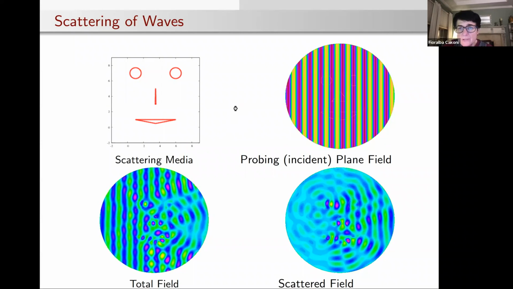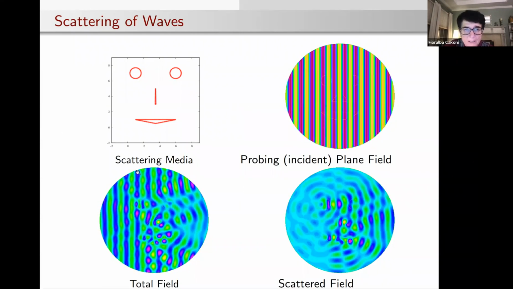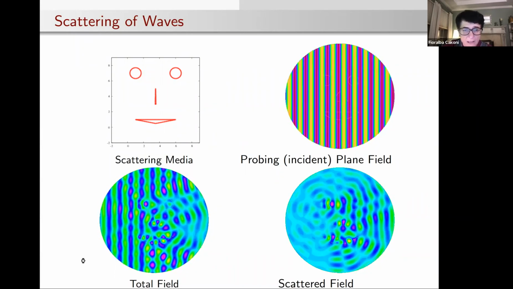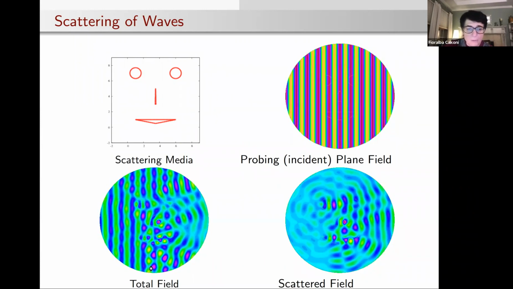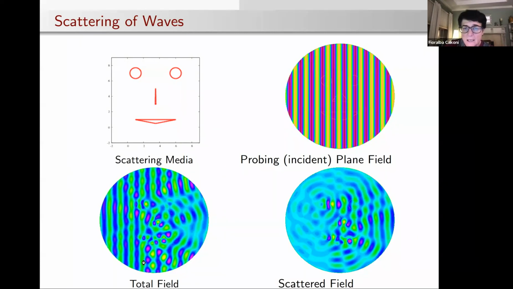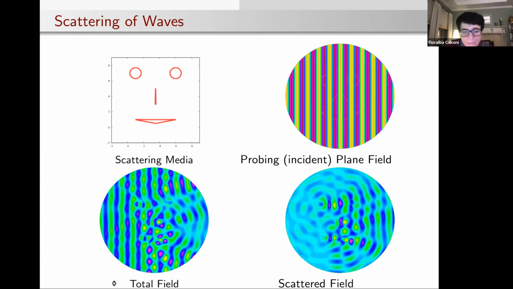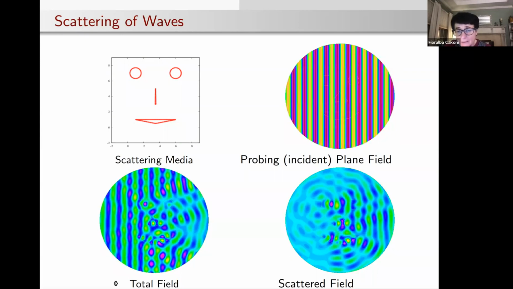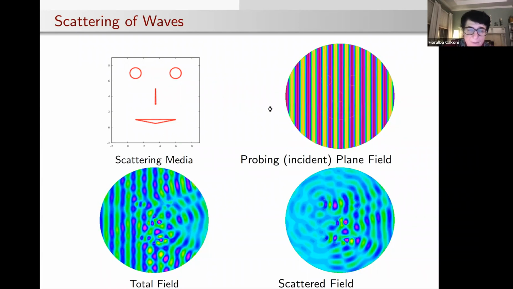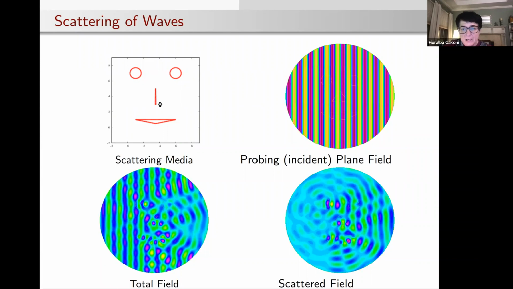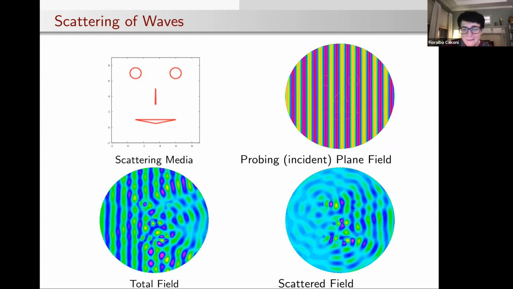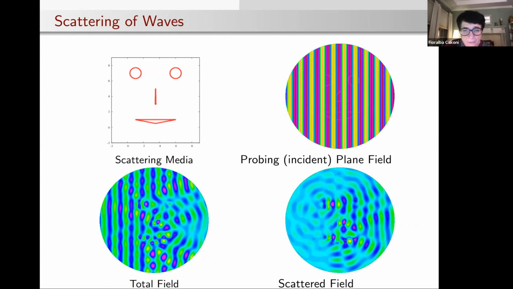So here you see a plane wave probing this region. Once it hits this perturbation of the background, it is disturbed. So then in the background now we have both the field caused by the perturbation as well as the probing wave. In my discussion, this is referred to as the total field. And the scattered field is exactly the interaction of this plane wave with the perturbation. Scattering theory is sort of an old discipline which was central in the mid 20th century.